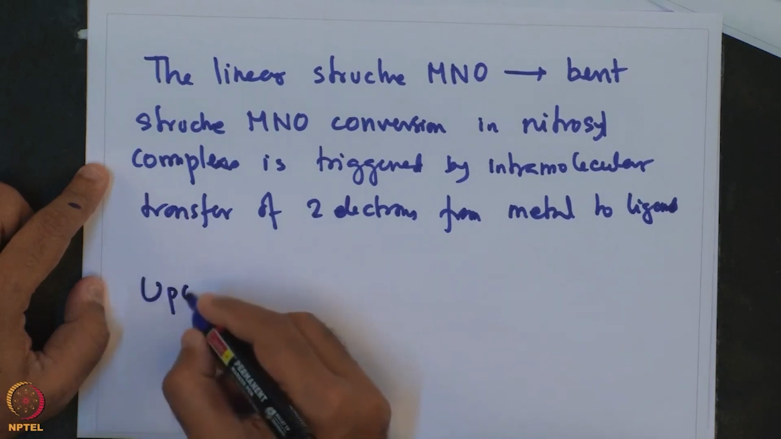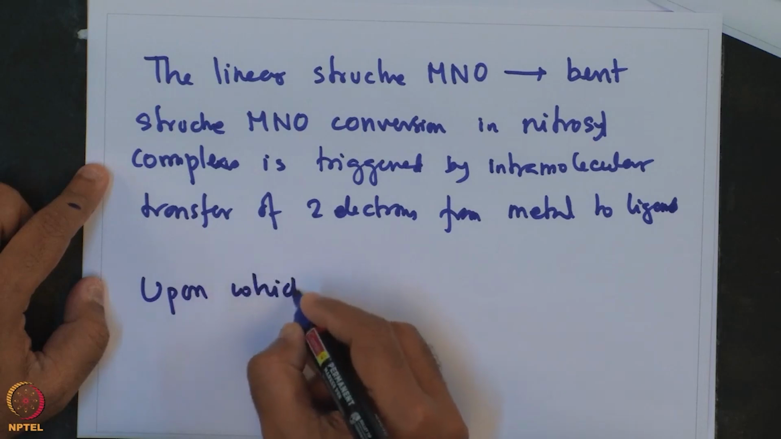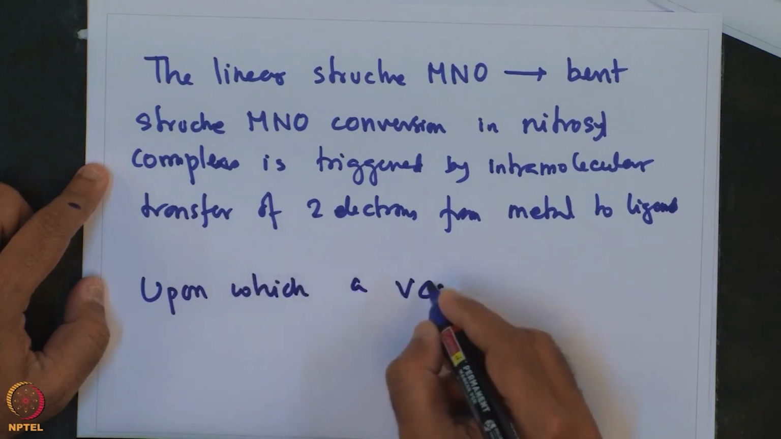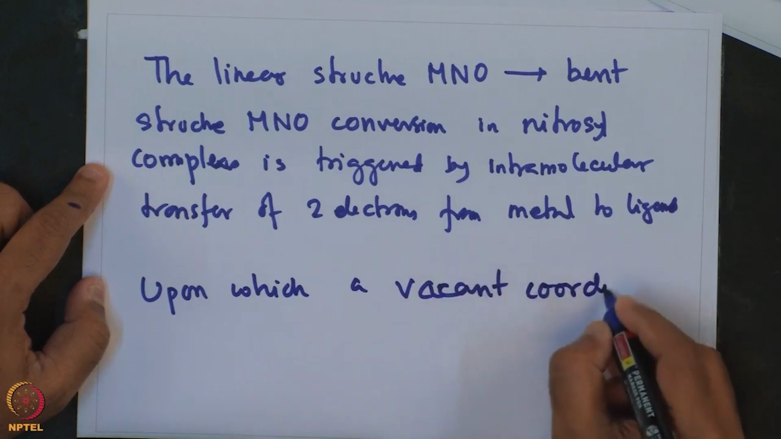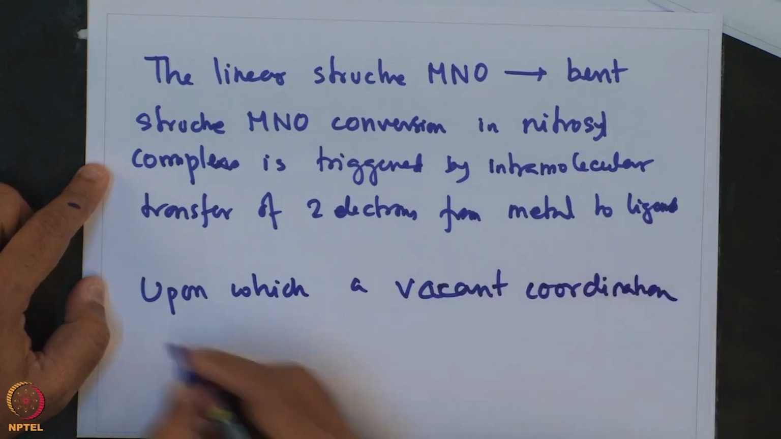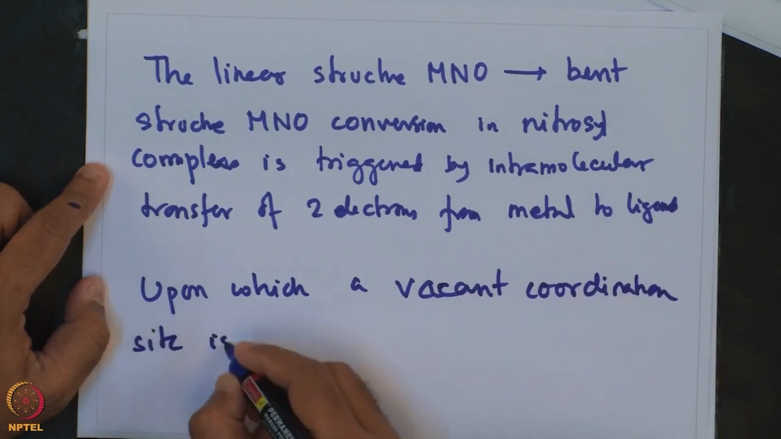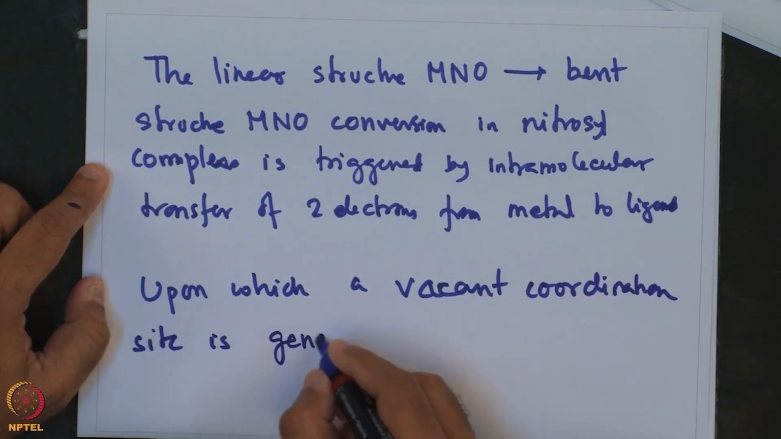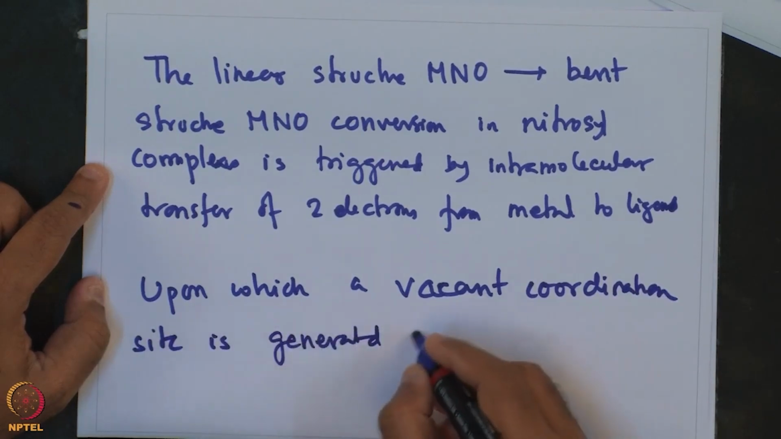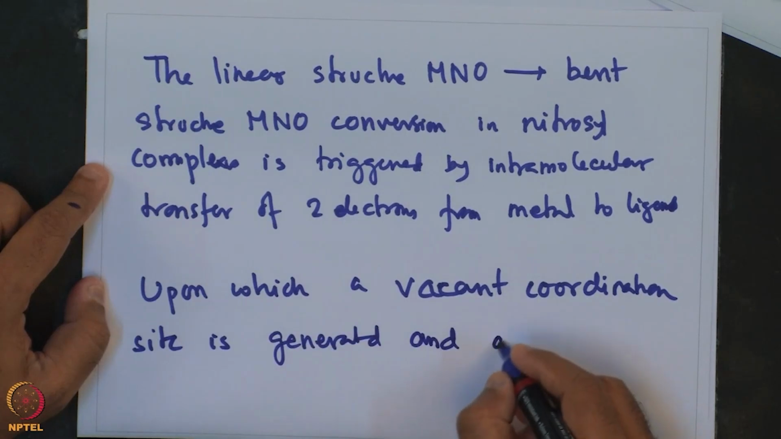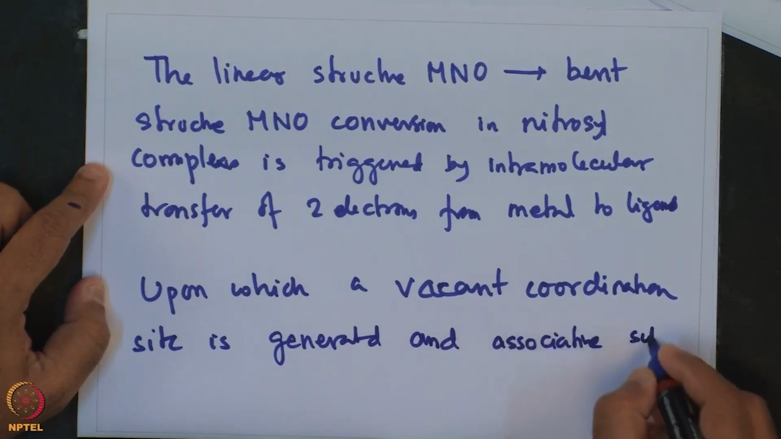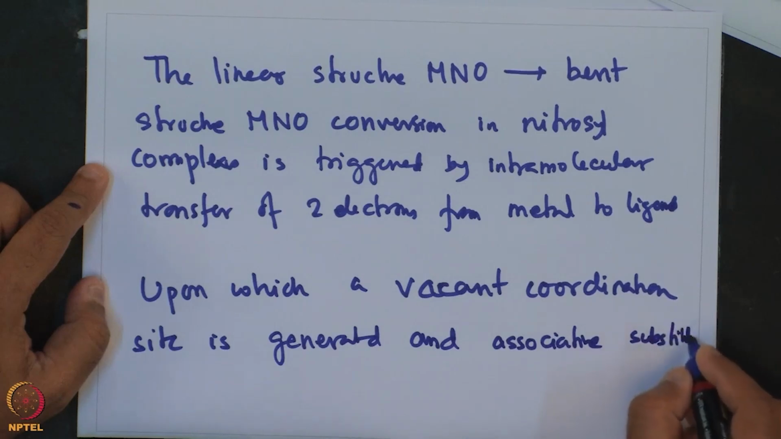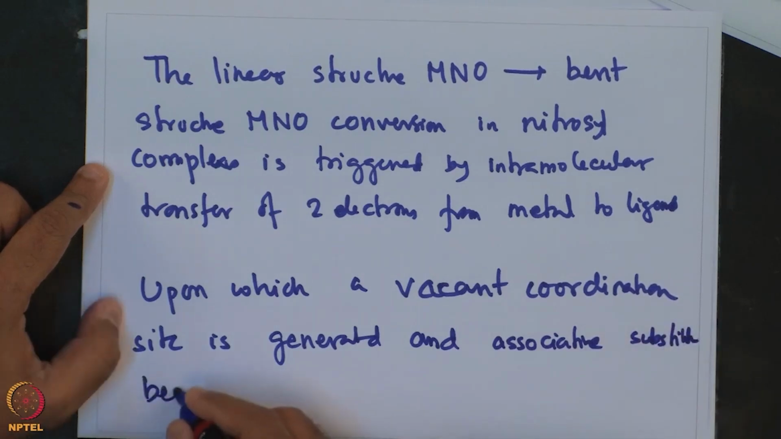So, upon which a vacant coordination site is generated, and associative substitution becomes possible.